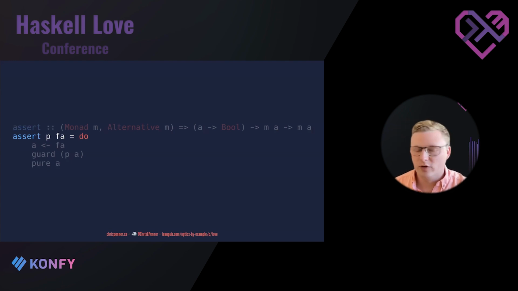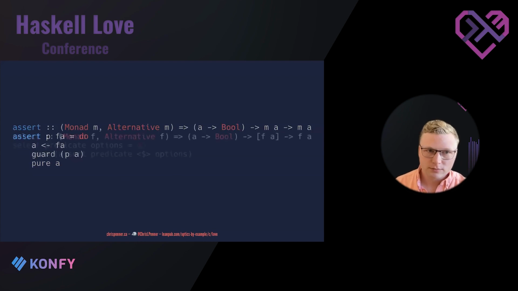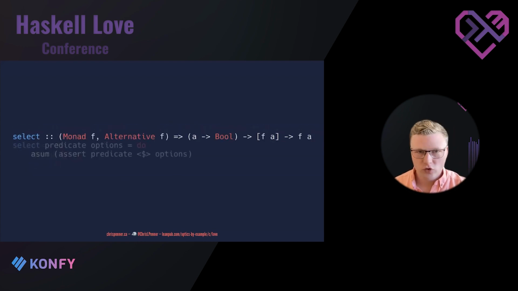So implementation here is very simple. We take this predicate and this action. We're just going to bind that value out of the action so that we can work with it. We're going to guard based on the predicate applied to that value. And then if we make it this far, remember guard will block us if it didn't pass the predicate, then we'll just return that same value again in a successful context. Cool. So what is this assert good for?